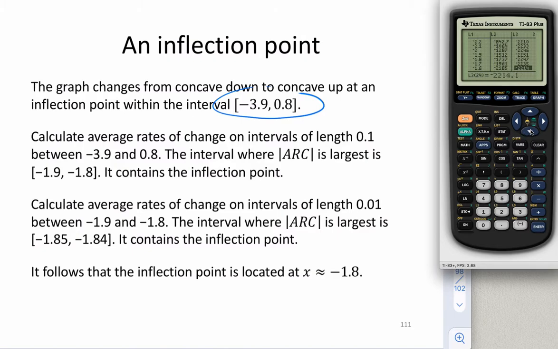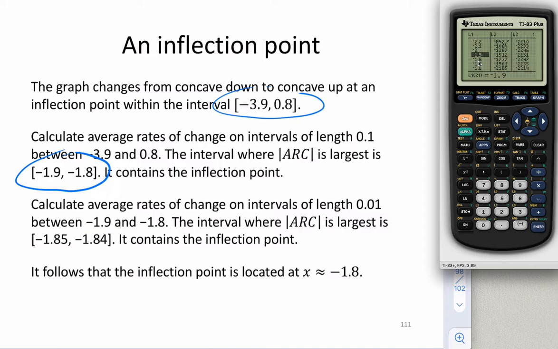Keep cursoring down. Oh, we're now decreasing. So let's see. That's the largest magnitude. 2251 is the steepness on the interval from negative 1.9 to negative 1.8. That's what I've written right here. We now know that the inflection point is in that interval.